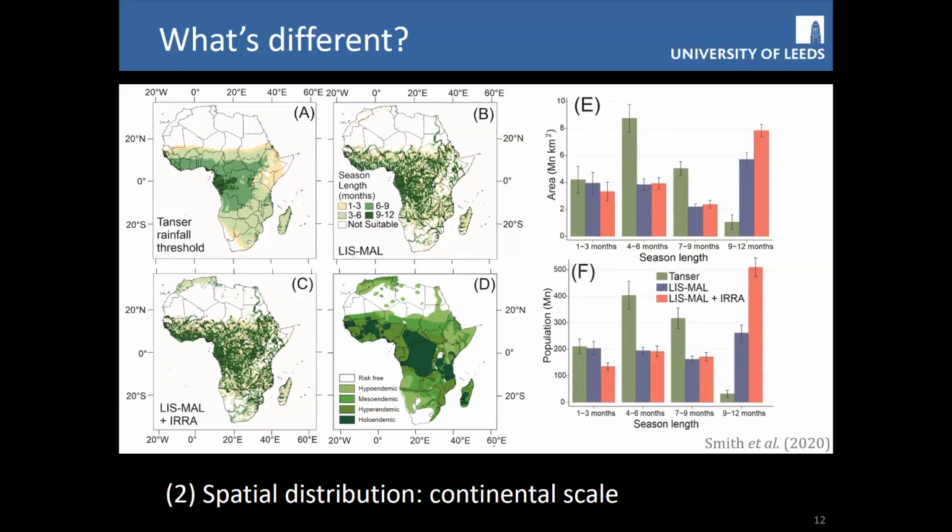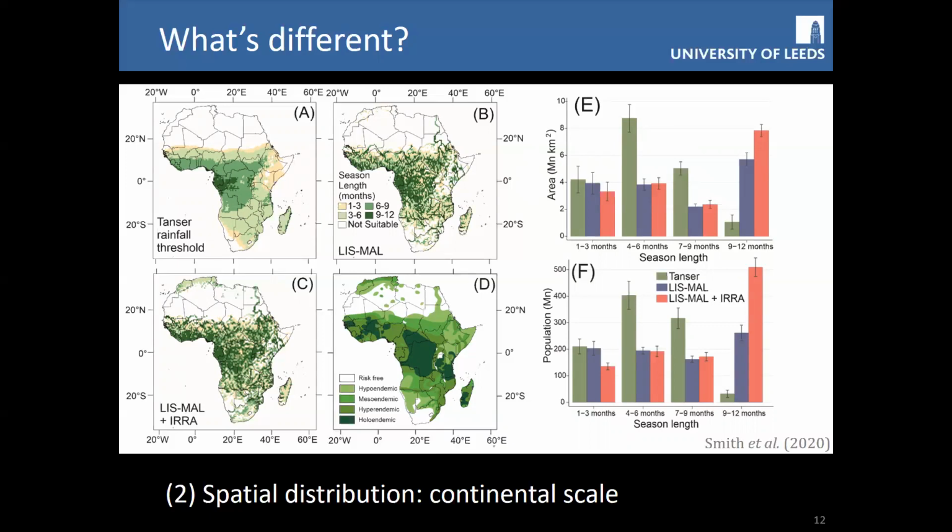But a good start is panel D at the bottom there, which is a map of malaria transmission in the pre-intervention era. So a sketch map really from the very early 1900s. Generally, our model tends to overestimate malaria suitability in South Africa, but less so than the rainfall threshold approach. Conversely, we underestimate it in East Africa, and that's more pronounced than with the rainfall threshold approach.